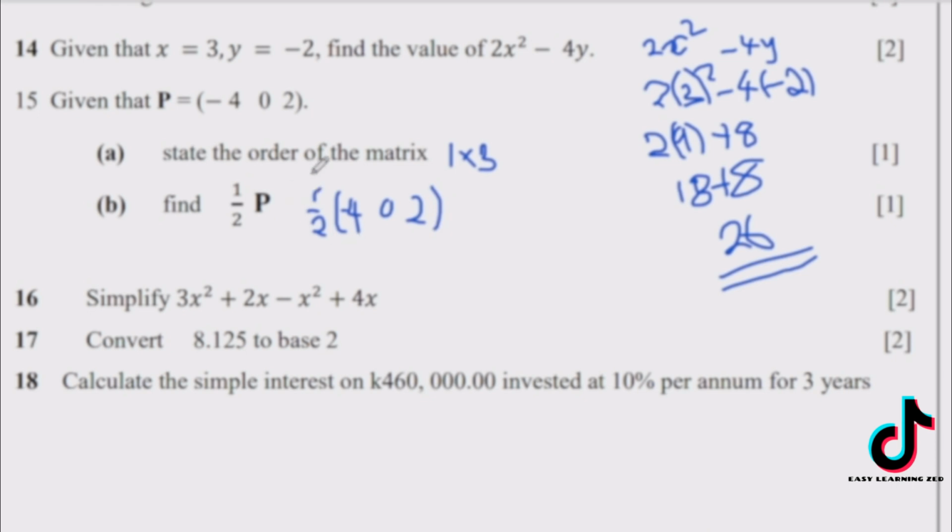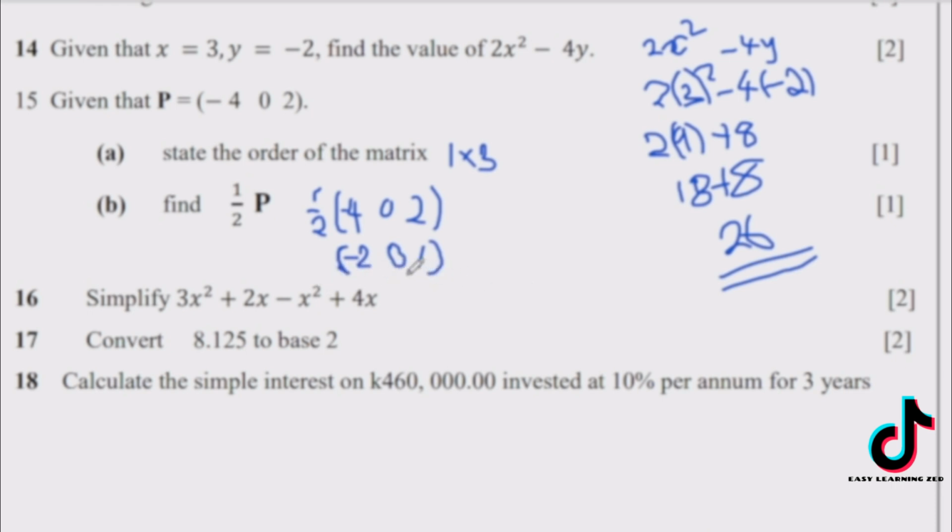So when we multiply 1 over 2 by negative 4, it will give us negative 2. Then we multiply 1 over 2 by 0, it is going to give us 0. When we multiply 1 over 2 by 2, it will give us 1. So this is the final answer. When you multiply this matrix by this scalar number, which is 1 over 2, it's going to give us this one. Unless you have questions, you can ask, but this is the correct answer.